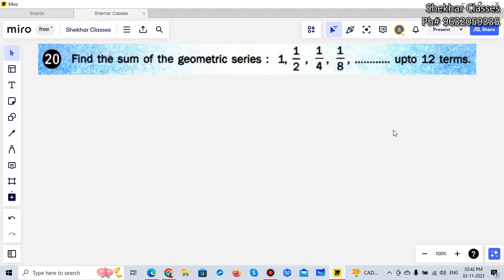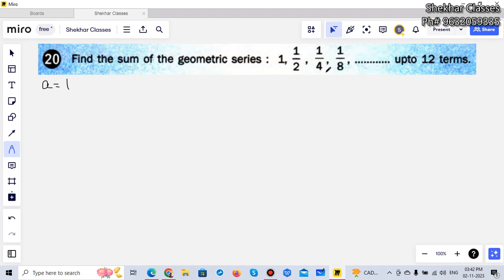Find the sum of the geometric series 1, 1/2, 1/4, 1/8, up to the 12th term. So again, a simple question is there. So first we'll write here a. So a is 1.